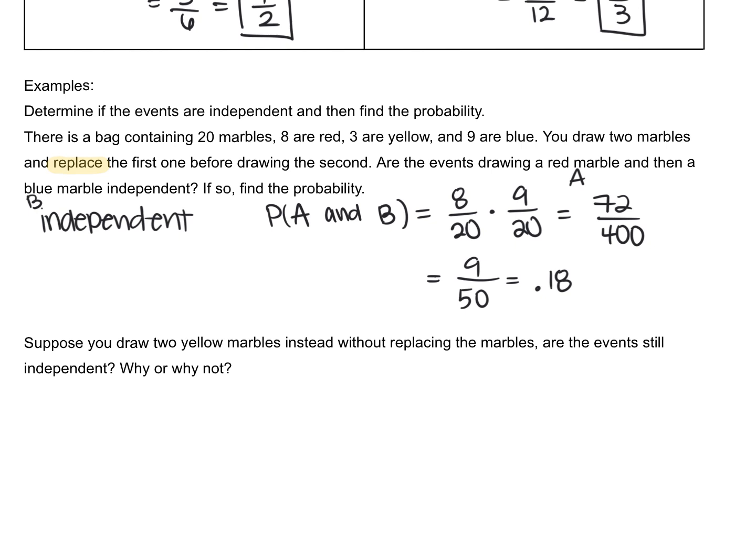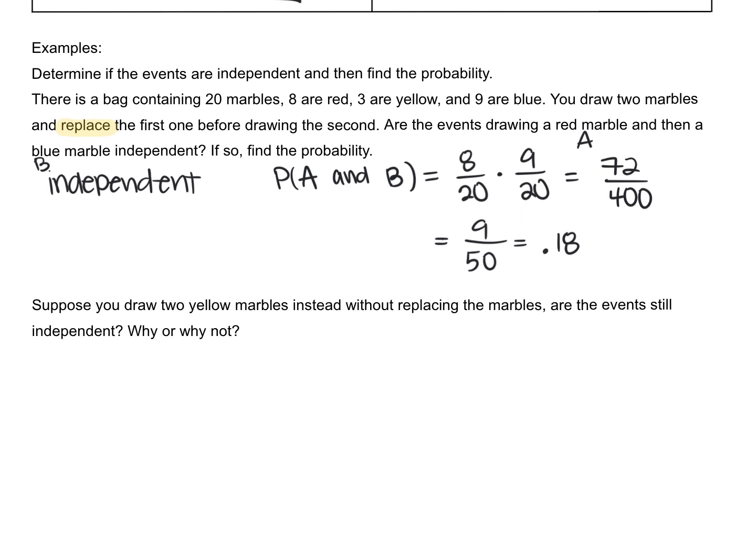If you're trying to determine between if I am multiplying or adding, it's whether or not you see the word and or or in the problem. So and always represents multiplying, or always represents adding. So kind of a key thing to look at in the wording of a problem.